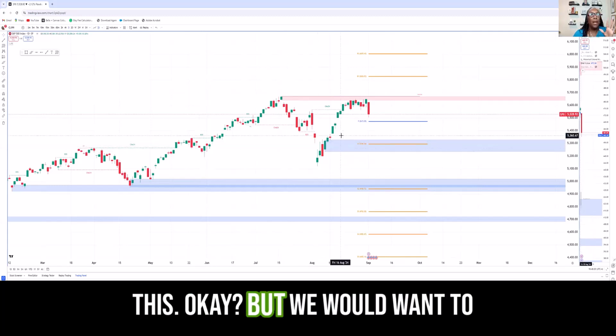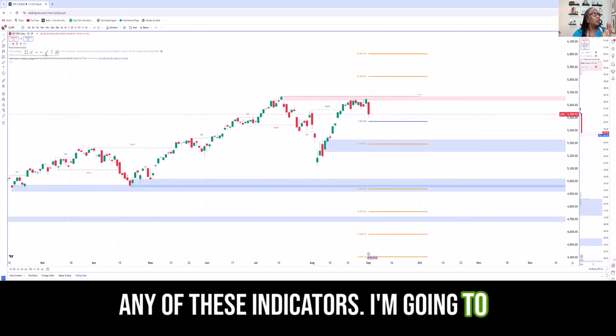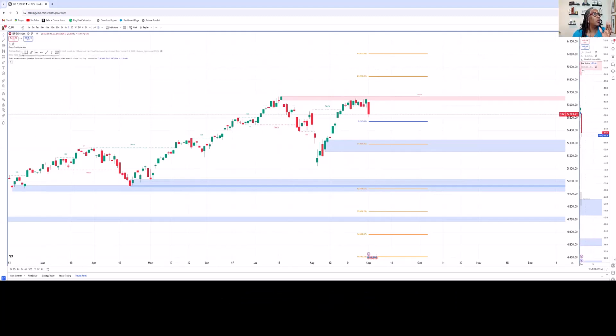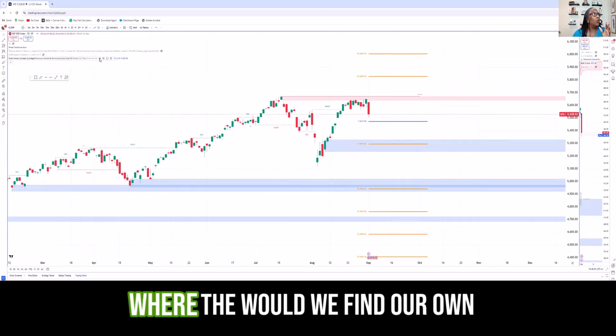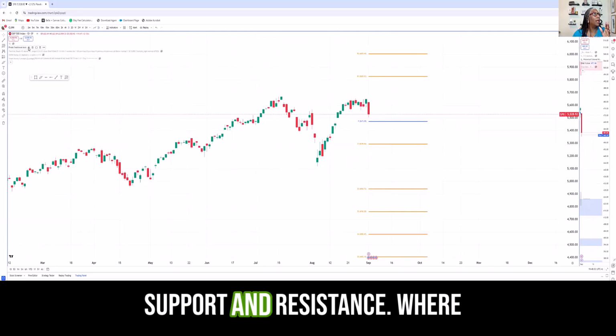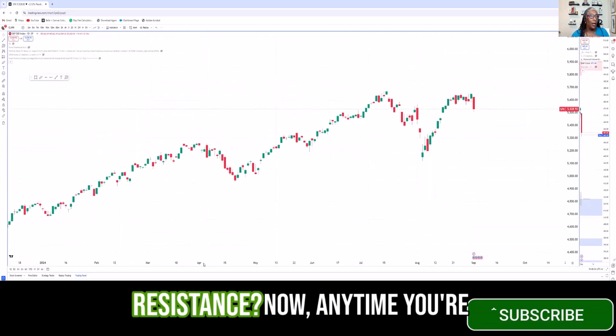Okay. But let's say we didn't have any of these indicators. I'm going to turn all this stuff off, we'll turn our indicators off, so that we can see where we would find our own support and resistance. Where would we find support and resistance?